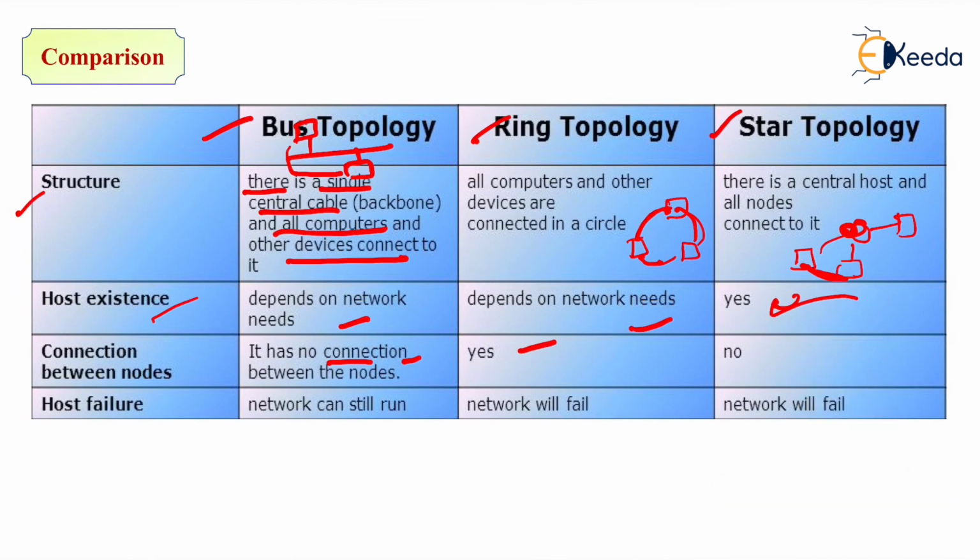Host failure: does the network still run? If any node gets down, what will happen? My entire communication still takes place. Here, if any host is down, what will happen? My entire network will fail. Here also there is one host, so for example, if your hub is down, the entire communication will stop.